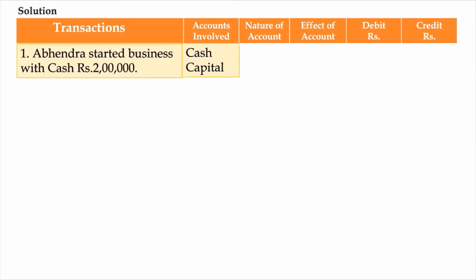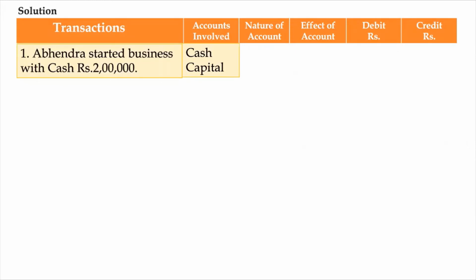Abhendra and cash. We can say that Abhendra is an owner. Owner is capital. Okay, so capital account is affected in this transaction. So capital account and cash account. As we can see that cash is coming in and who is giving cash to the business? Abhendra, the capital, the owner.